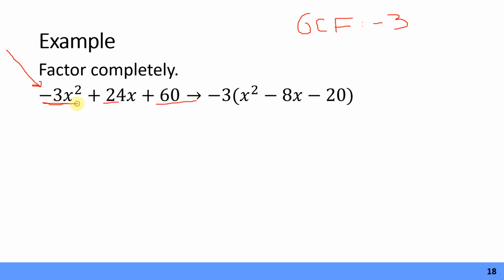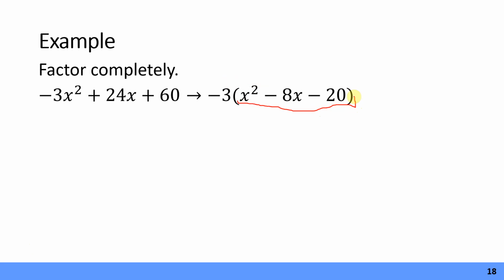So negative 3x squared divided by -3, I'm just left with an x squared. Positive 24x divided by negative 3 gives me negative 8x. And then positive 60 divided by negative 3 gives me the negative 20. All right, so hopefully we're all okay there. I factored out the greatest common factor. But of course, we still have to check because maybe we're done, maybe we're not. Every time you factor out the greatest common factor, now you ask yourself, can I factor this even more?